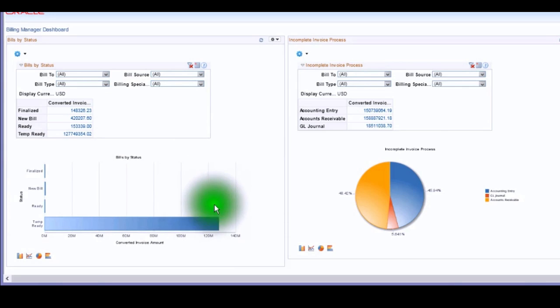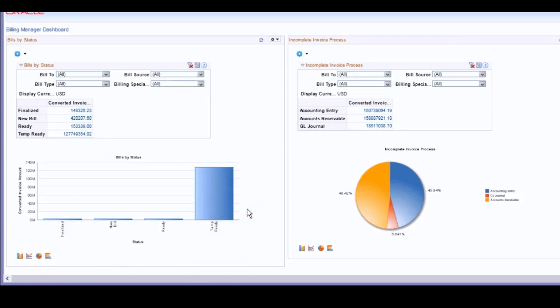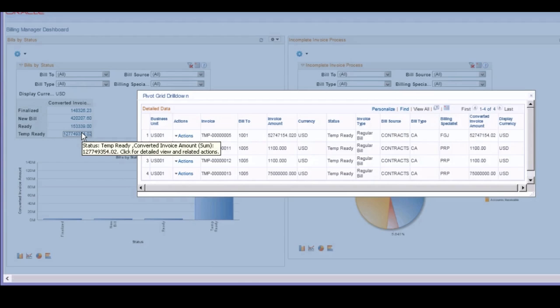But how many invoices are we talking about in this temp ready status? Probably tons of invoices, right? Well, we don't have to guess. We can drill down and we can see the number of invoices associated with this. So if we drill down, wow. So we're in for a surprise. I expected to see tons and tons of invoices, but as it turns out, there are only 4 invoices that are causing this bottleneck. See that?